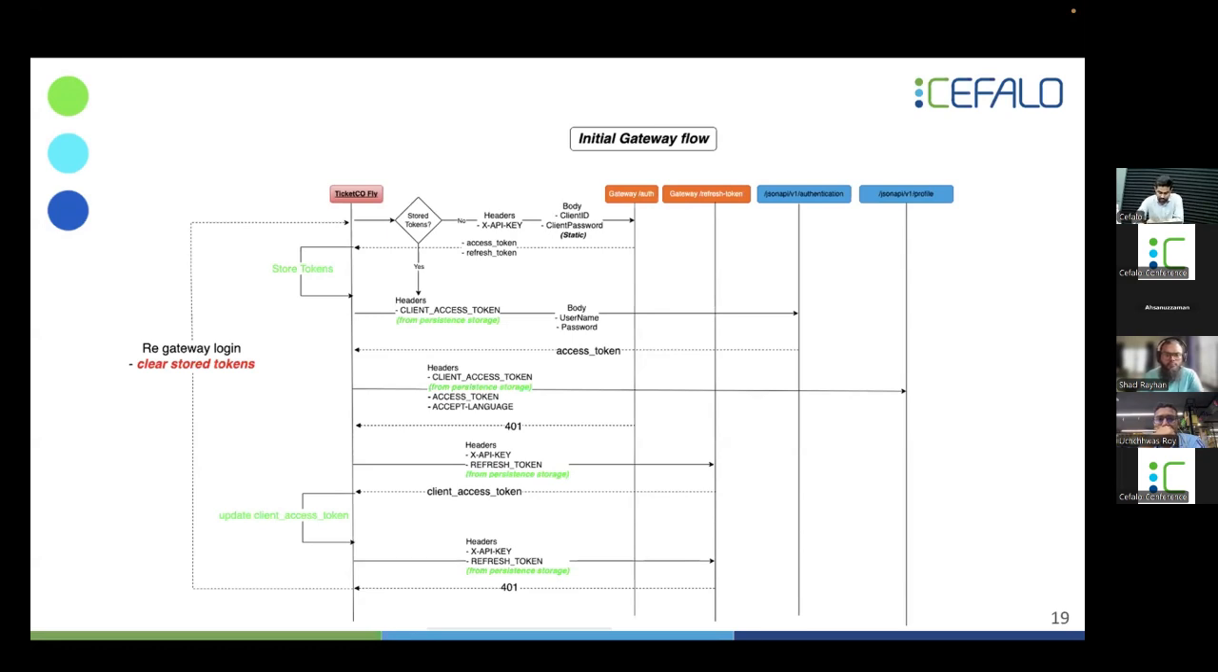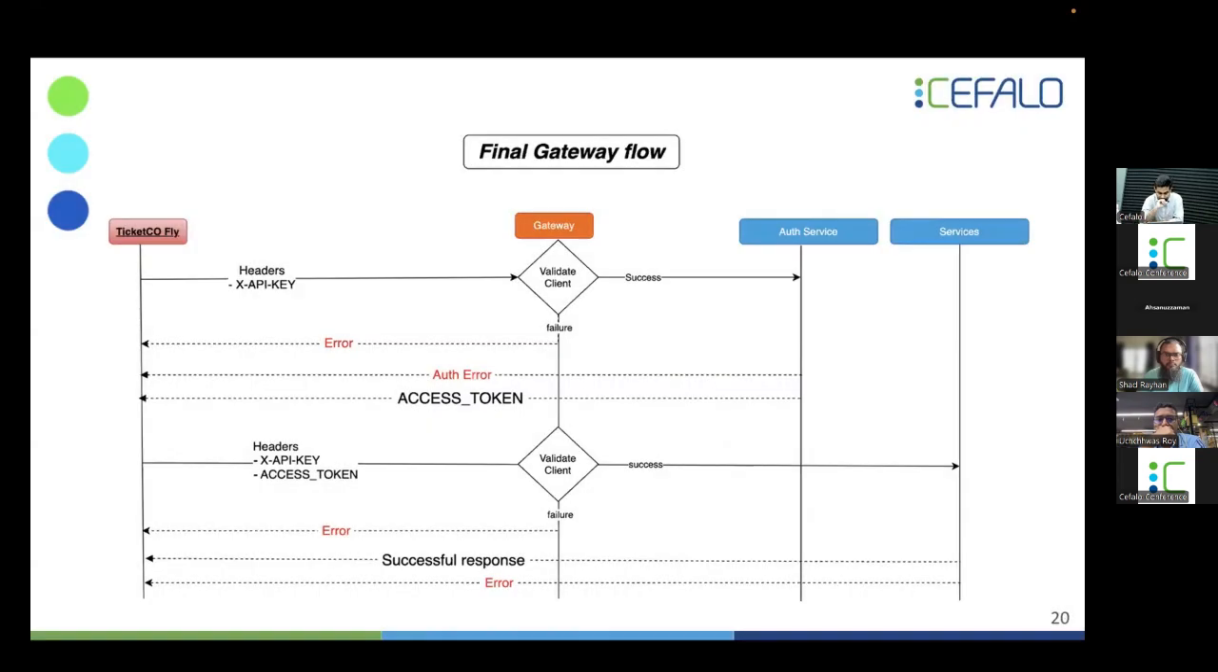If we jump into the next slide, just by seeing this slide, we can definitely say that this is much simpler than the previous slide. So yes, the ultimate outcome was like this. Now we don't need any client ID or password. We just request our authentication service or any ticket services using the X API key. And the gateway is always responsible for validating whether the client is valid or invalid. So once the gateway validates our client, we can authenticate for the services.